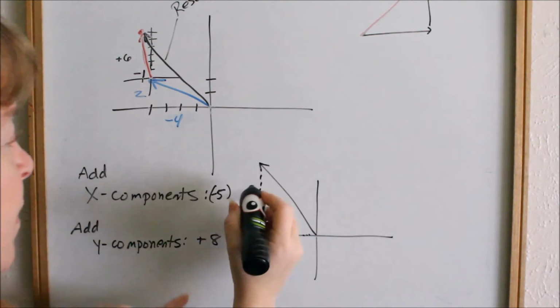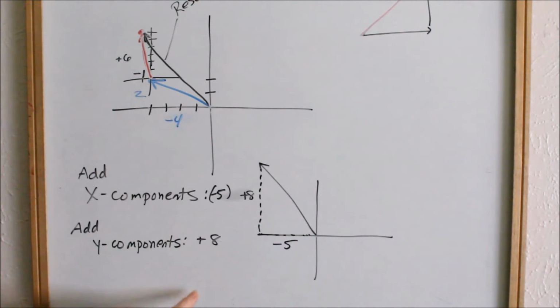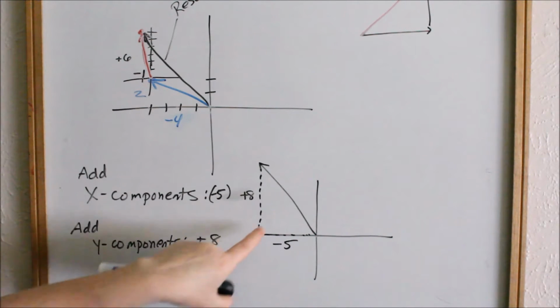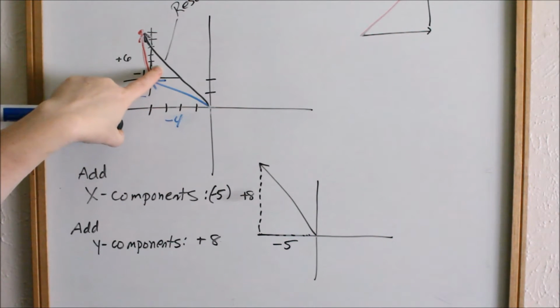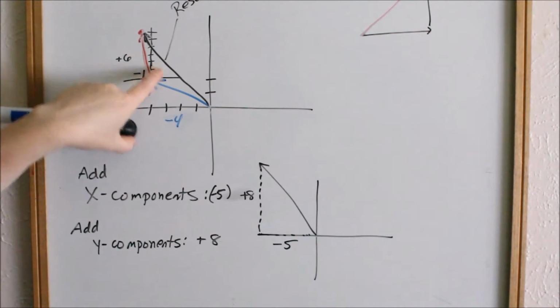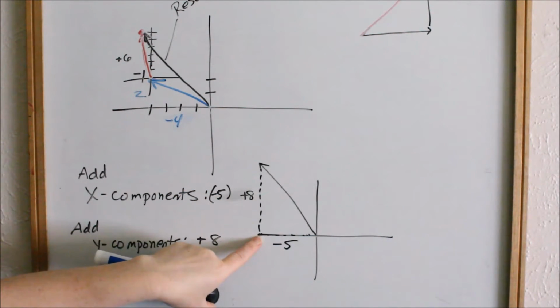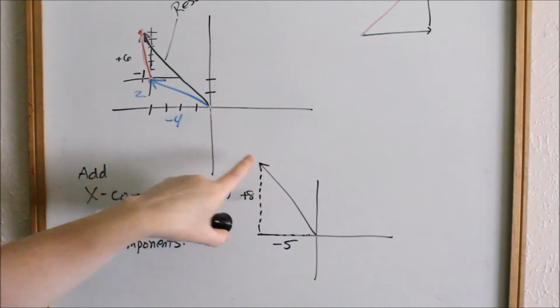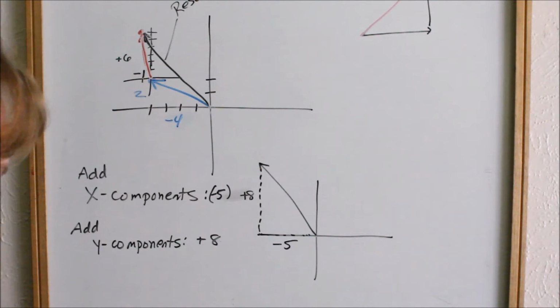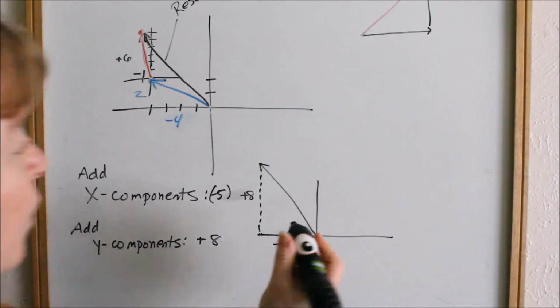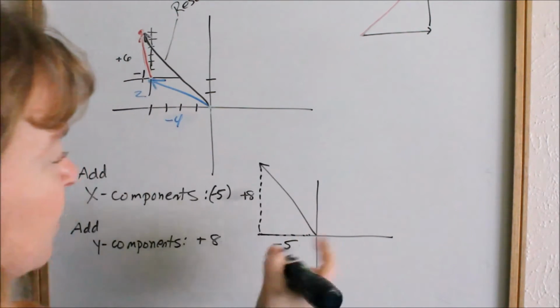And then went up a +8. And that's what this is telling me right there. So this is my resultant vector. It matches that black line right there. I'm right over here. So I went over a total of -5, adding my x components of the other two vectors, and then up a total of +8, adding my y components.